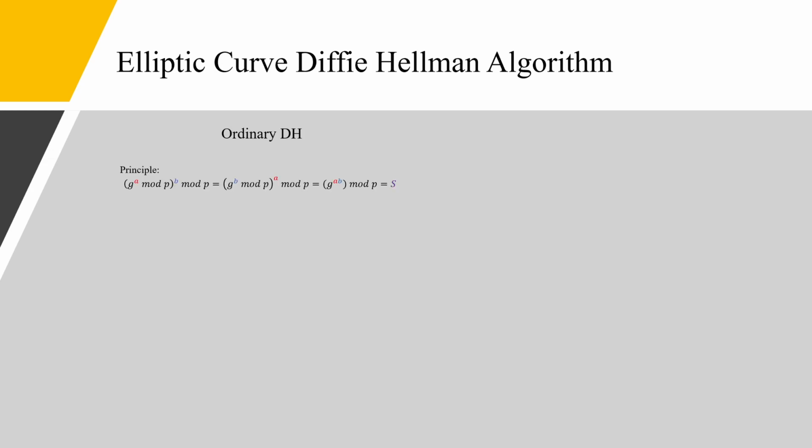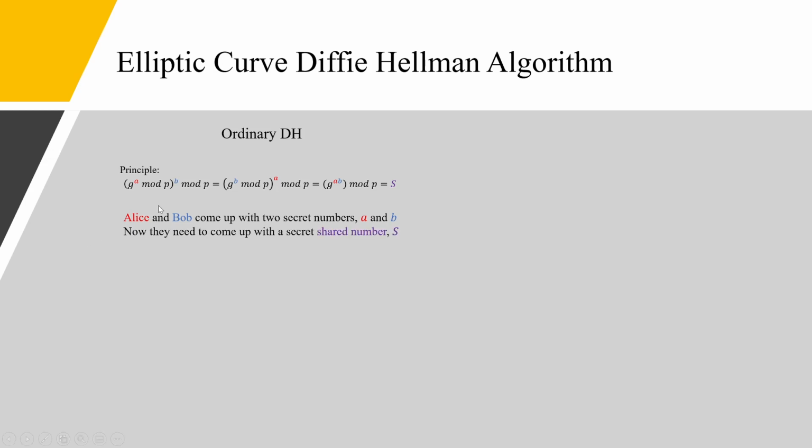So the principle here, again, it looks a little difficult to digest, but these mod p's are all supposed to stand for the fact that all of these happen on a finite field. The point that I'm trying to make here is that g power a power b equals g power b power a on a finite field, and this turns out to be true. So given this principle, let's look at the process.